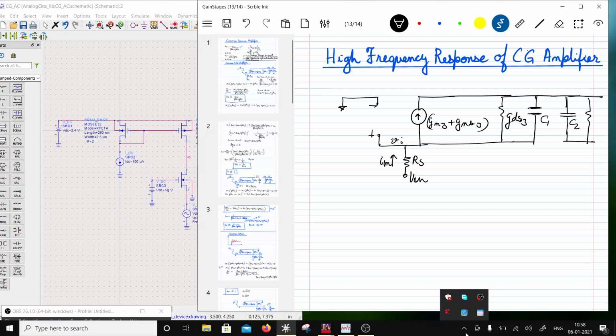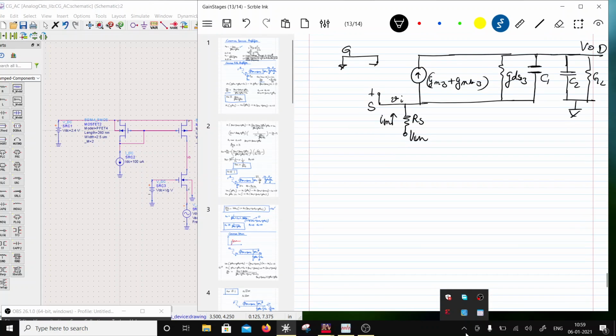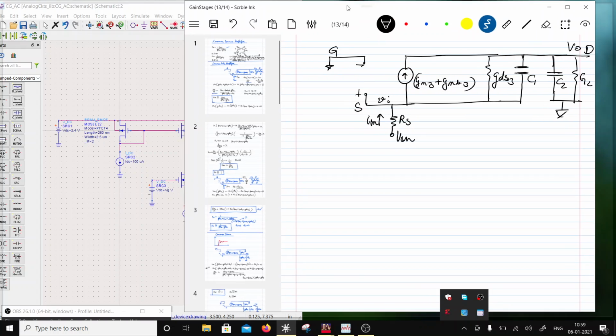And then there is this G2, and then there is this VO. So this is the drain terminal, this is the gate terminal, and this is the source, and this is to ground. Now I'm assuming that the body terminal is connected to the ground rather than to the source, but we will see how much difference it makes later on.